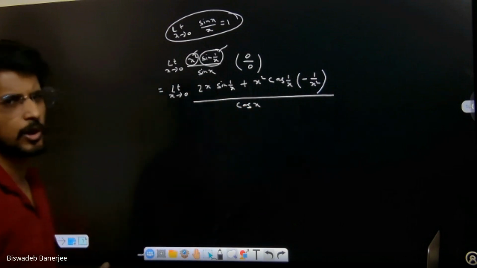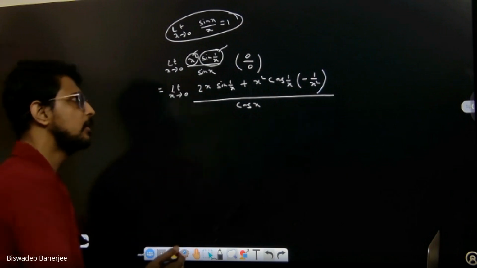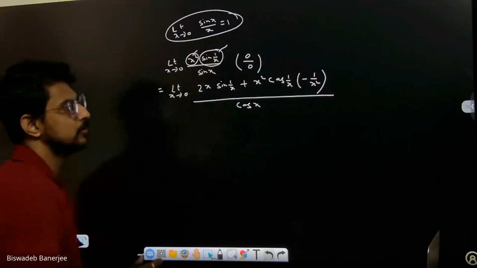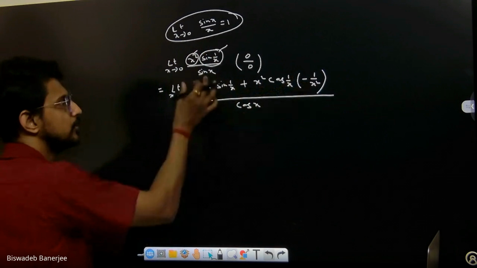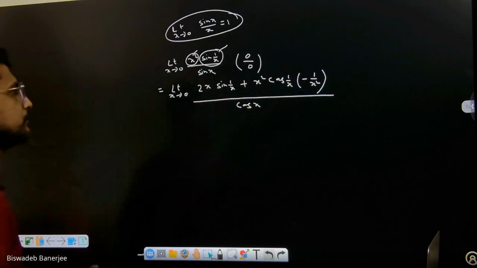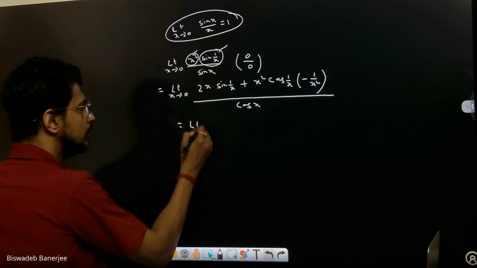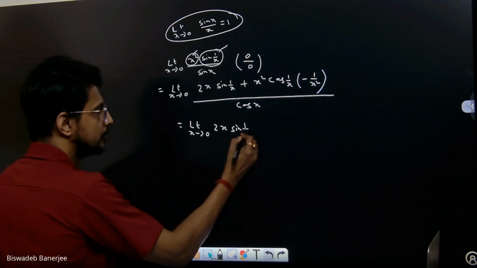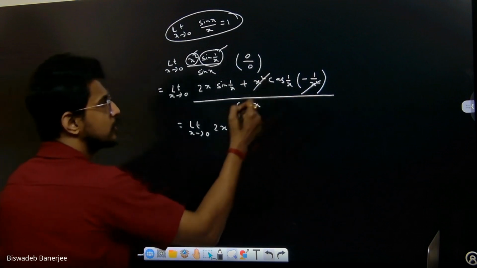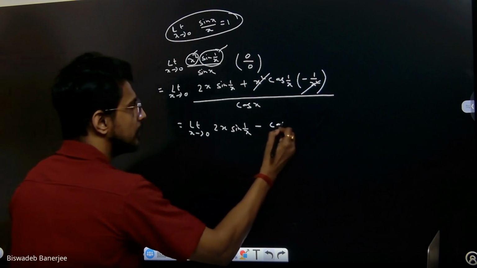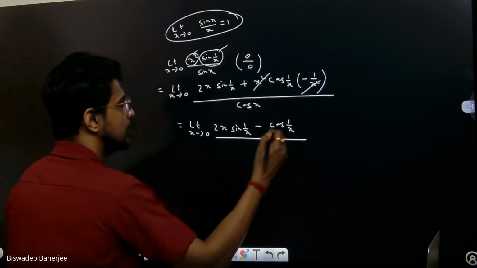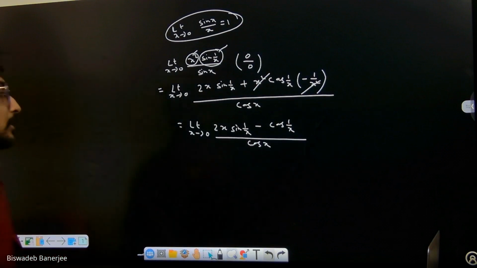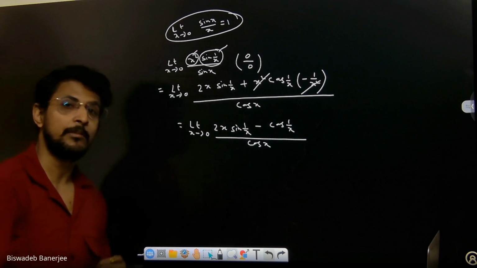L'Hospital rule says you have to differentiate the numerator and the denominator. There is the derivative of the numerator and there is the derivative of the denominator. Clearly, you can see that x squared gets cancelled. So this becomes minus cos 1 by x divided by cos x. Now the main problem arises.